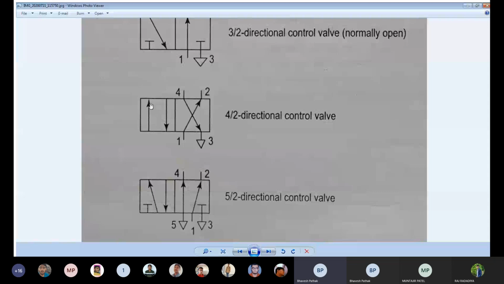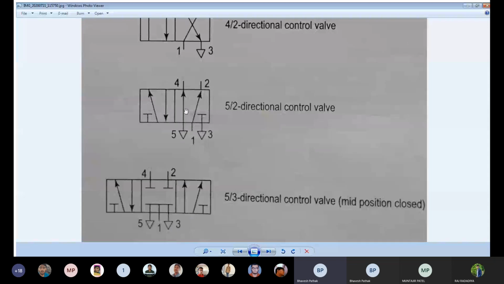When we talk about the 5x2 directional control valve, in the normal position, 1 is connected to 2, and whatever air is coming out will go out from port number 4 to the exhaust 5. This is the normal position. Now when you apply actuation to this valve, 1 will be connected to 4, which is shown by this line, and 2 will be connected to 3 here.